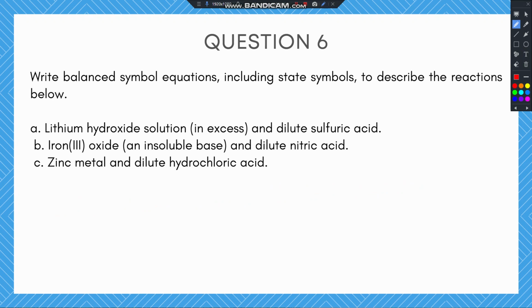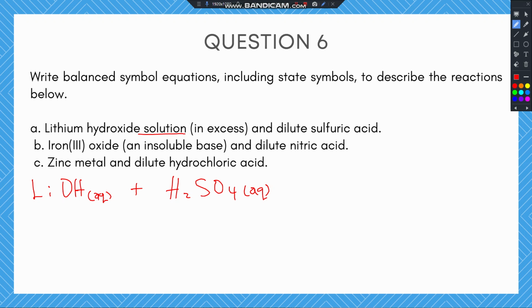We have lithium hydroxide. Lithium hydroxide has the formula LiOH. Li stands for lithium and OH stands for hydroxide. This is in the aqueous state of matter because it was stated that it is in a solution. We have lithium hydroxide combining with sulfuric acid, H2SO4. This is also in the aqueous state of matter.